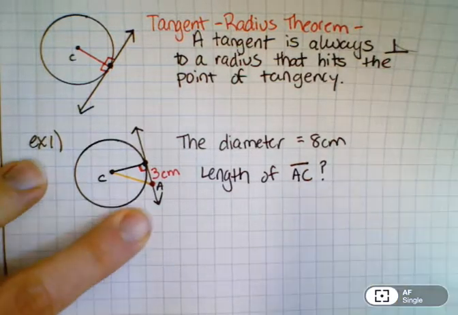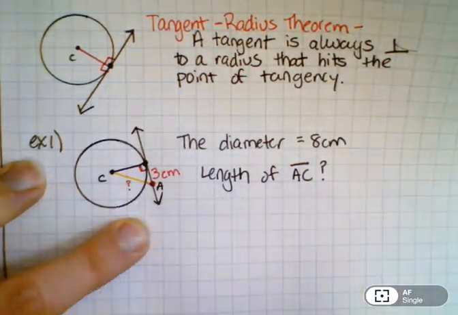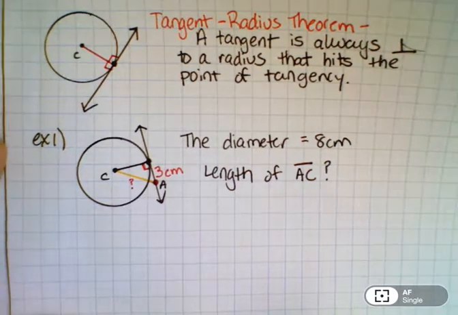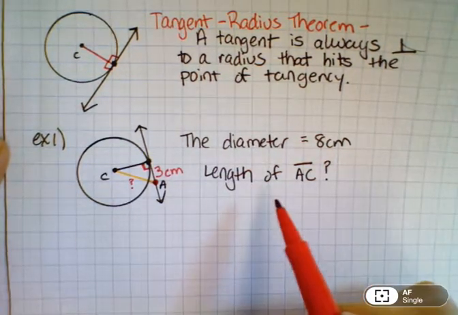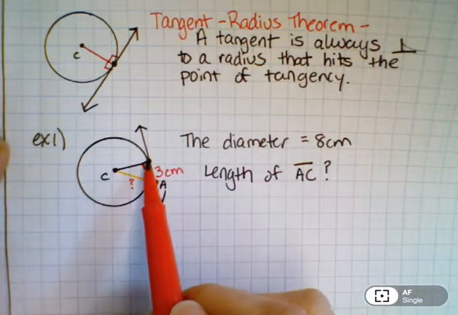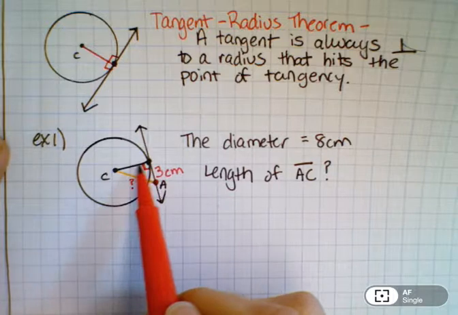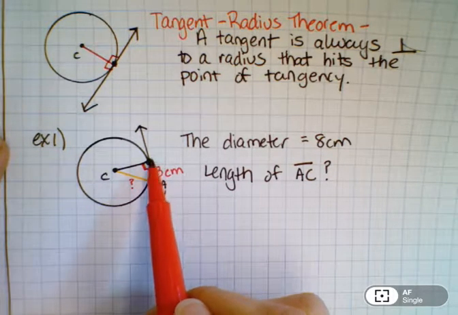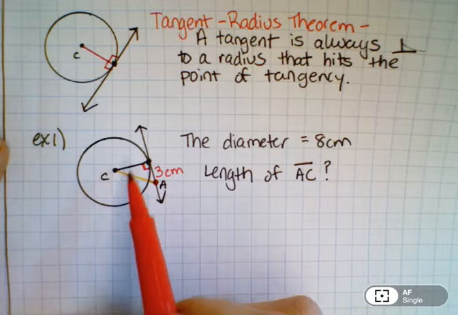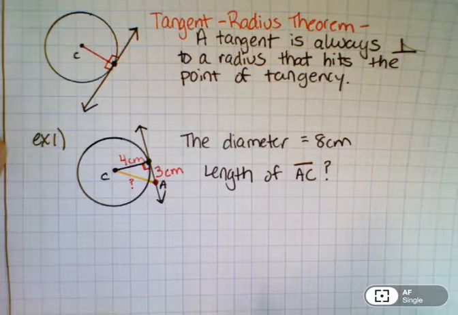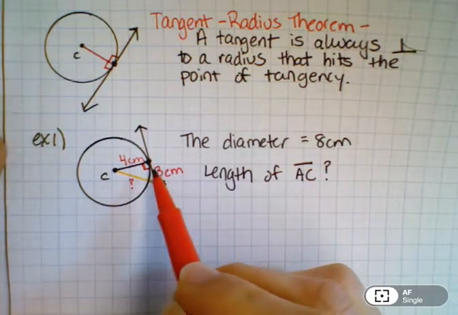So we're looking for this line. I'm going to go ahead and put a little question mark so that I know what I'm going for here. And then the other piece of information that I need to label is that the diameter of the circle is 8 centimeters. And that's kind of a trick because the diameter is not shown. But if the diameter is 8 centimeters, then hopefully we can figure out the radius. If the diameter is 8 centimeters, the radius is always half of that. So the radius here would be 4 centimeters.